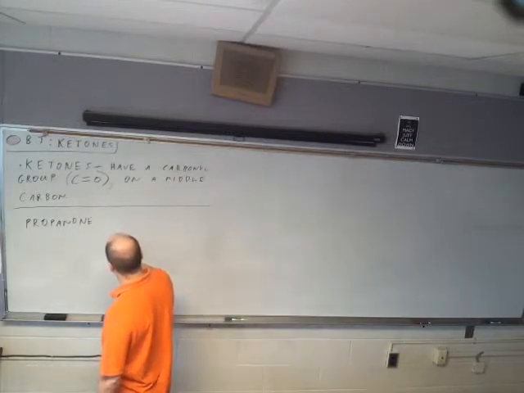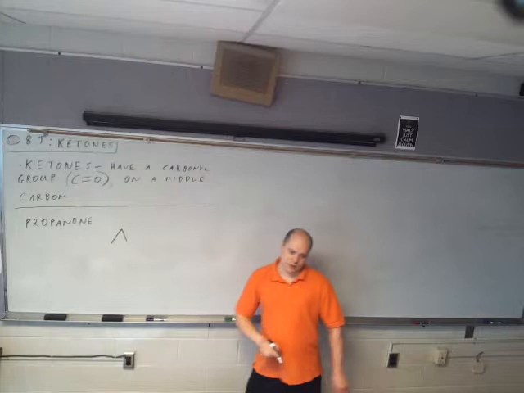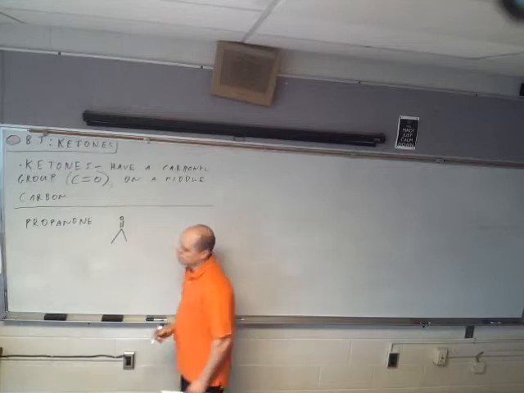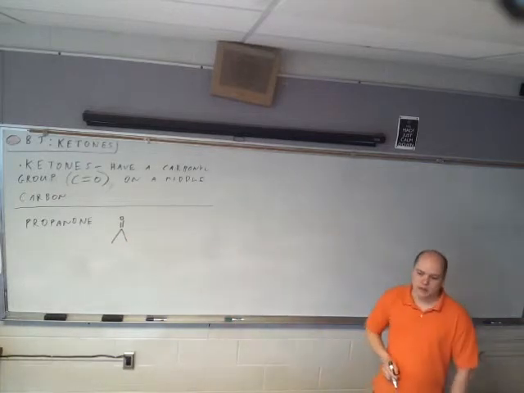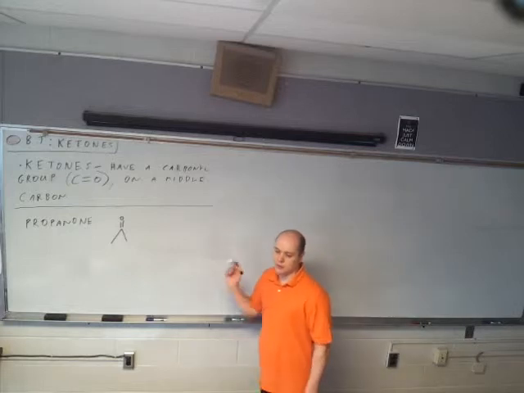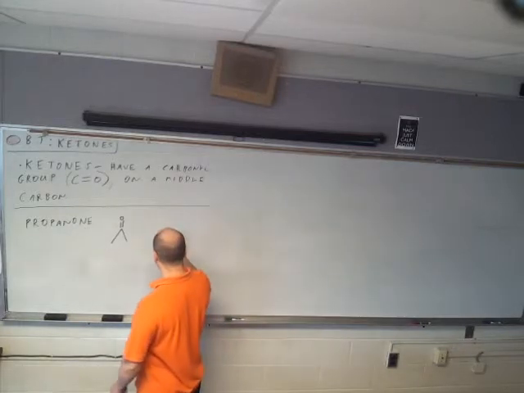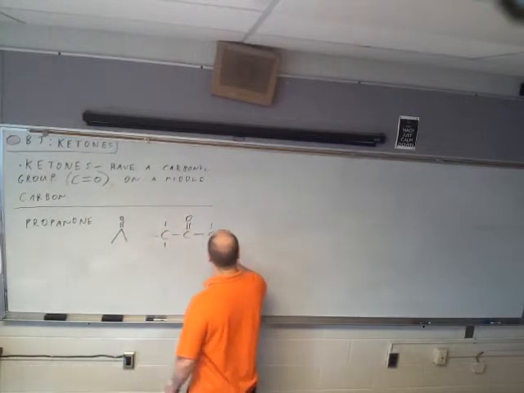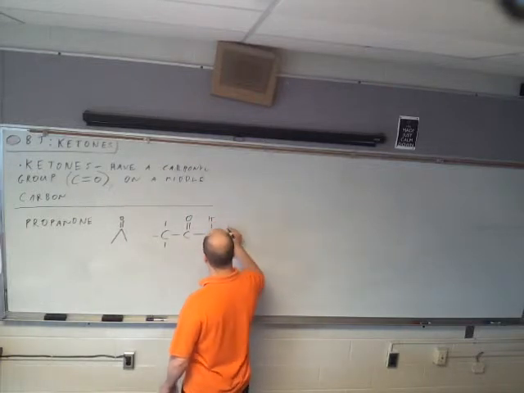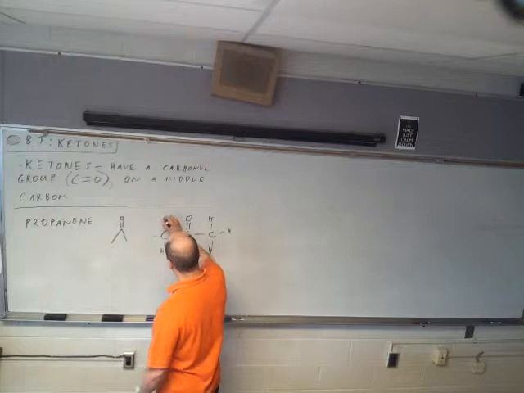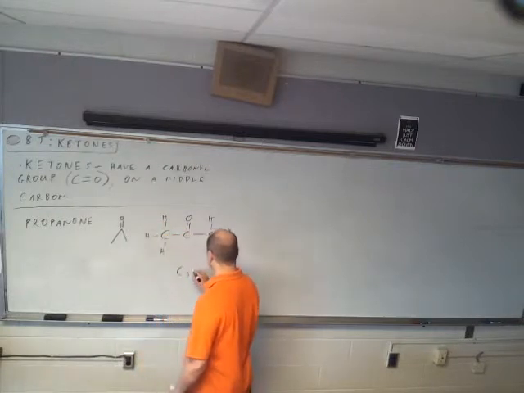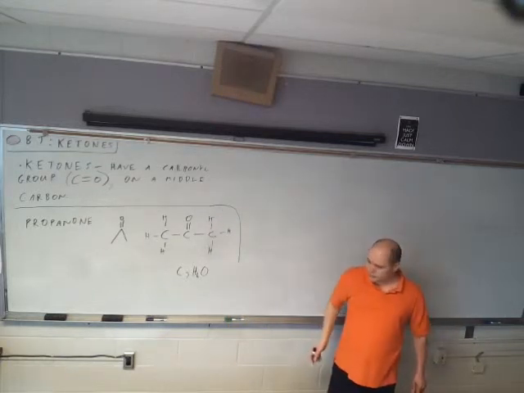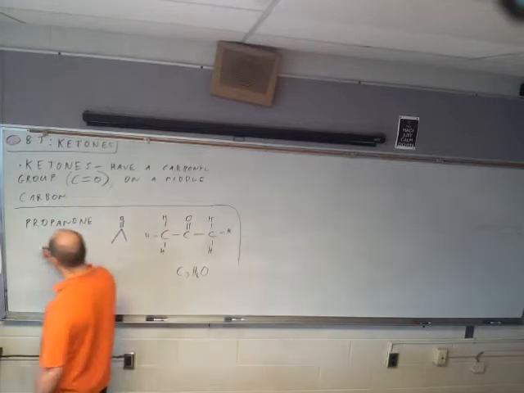New way to draw this. You draw your propane, and then on the middle carbon, you put an oxygen with a double bond. And since there's only one middle carbon, we don't need a number for propanone. I'll draw this one the old way, just for those of you who don't like skeletal structures. It's going to be C3H6. Propanone, you're probably familiar with. The common name is acetone.